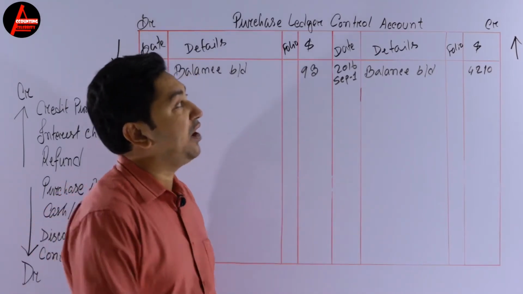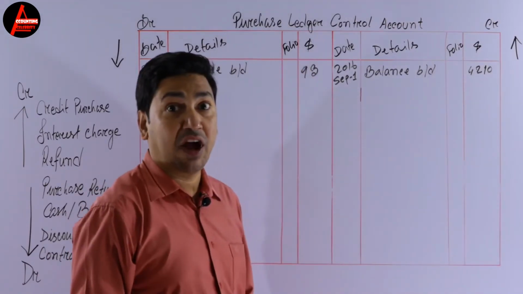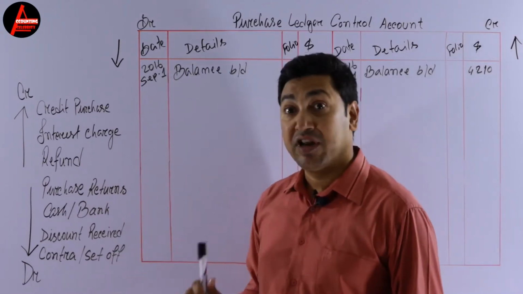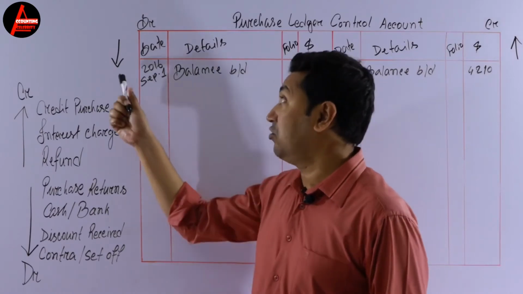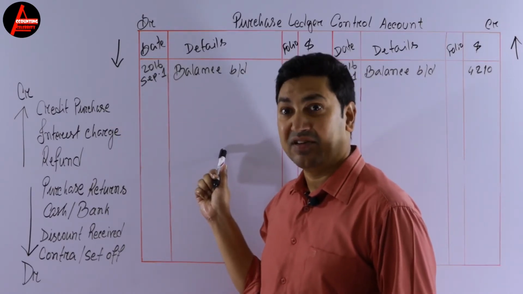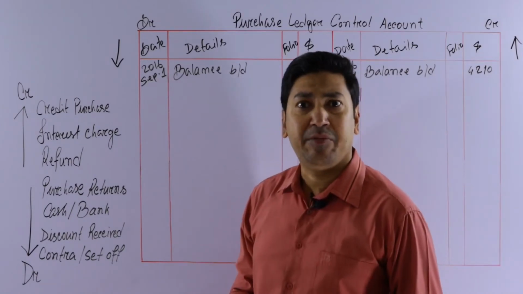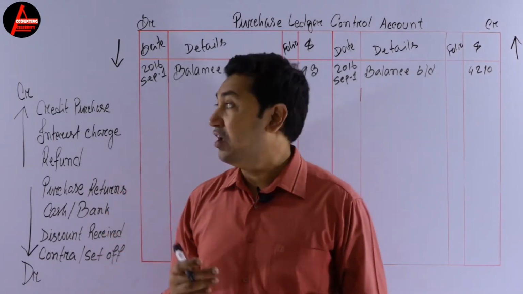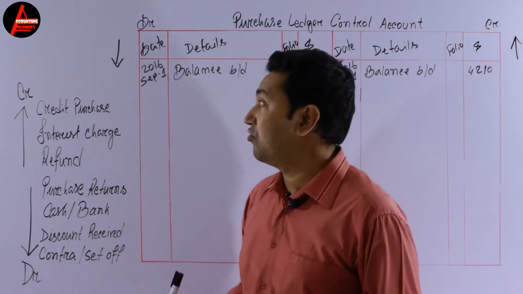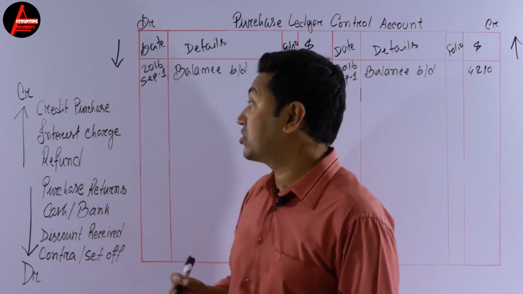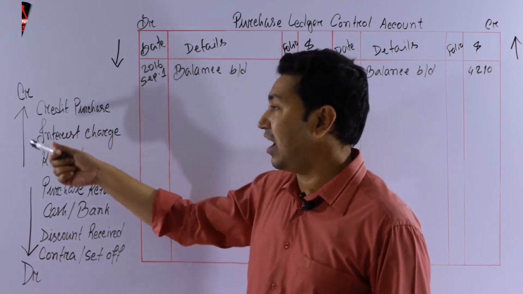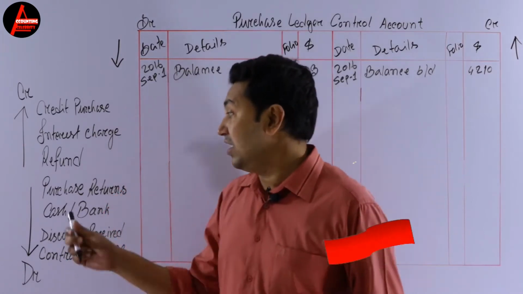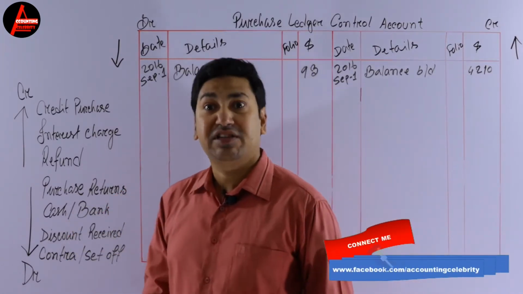So remember, when your liability is increasing, you need to record the transaction in the credit side. When your liability or creditor will be decreasing, in this case you need to record in the debit side. So what items decrease the liability and what items increase the trade payable? Look at here, credit purchase will increase the trade payable, interest charge will increase, even refund. These items will increase, so they will be recorded in the credit side, and these four items will decrease the trade payable.